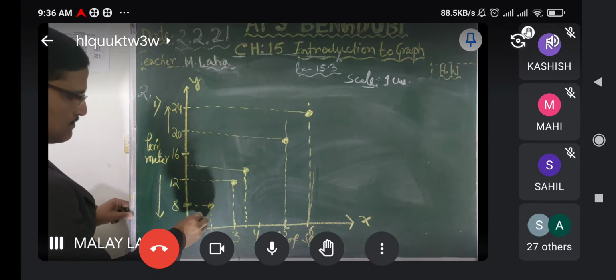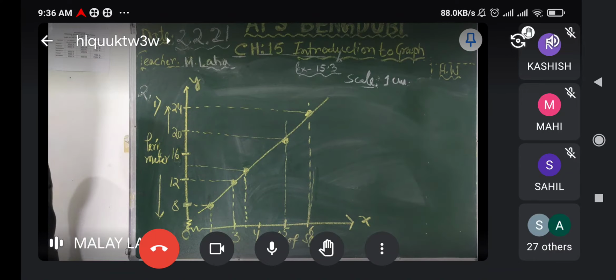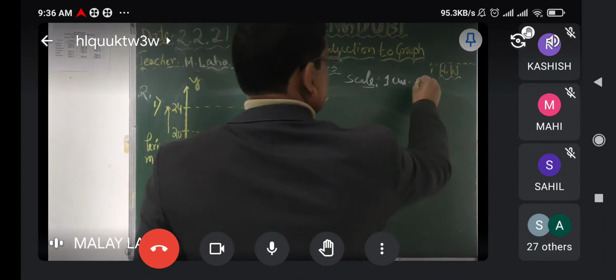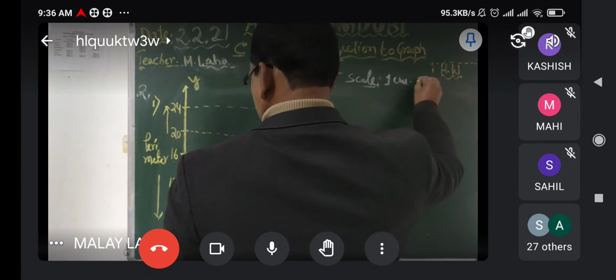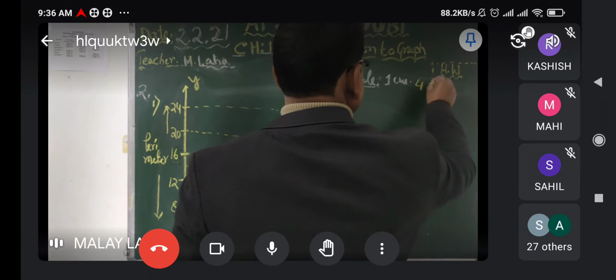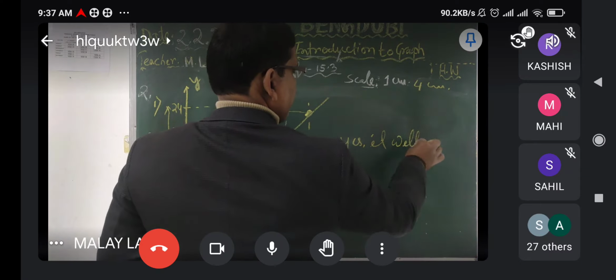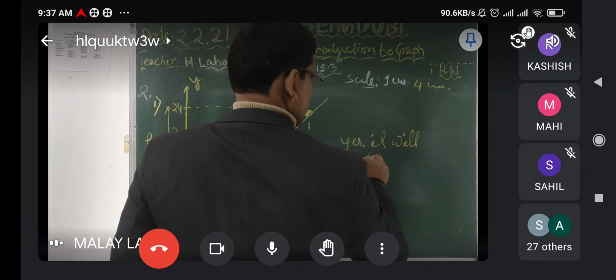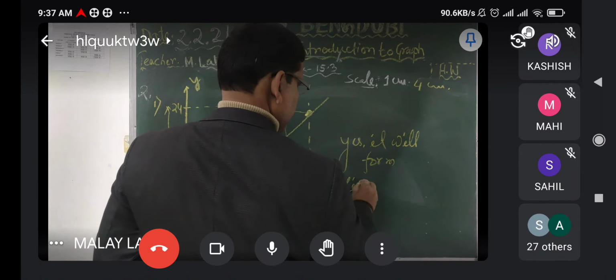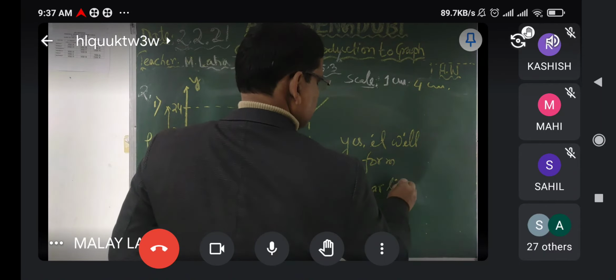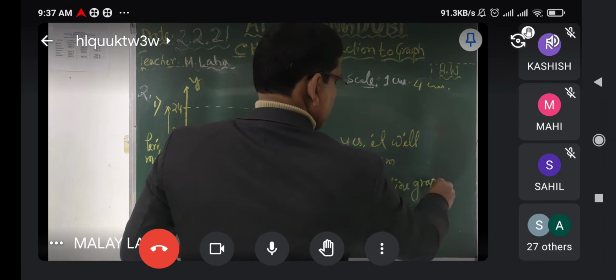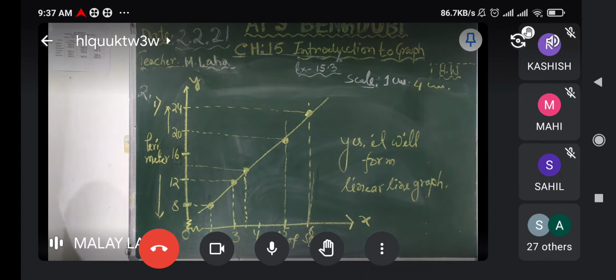Now you draw a line, so it will be a linear line graph. Yes, so 1 centimeter equals 4. It will form a linear line graph. Yes, it will form a linear line graph.